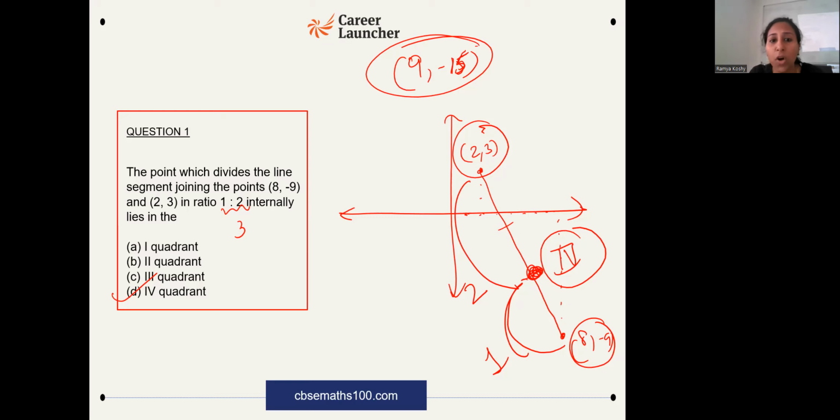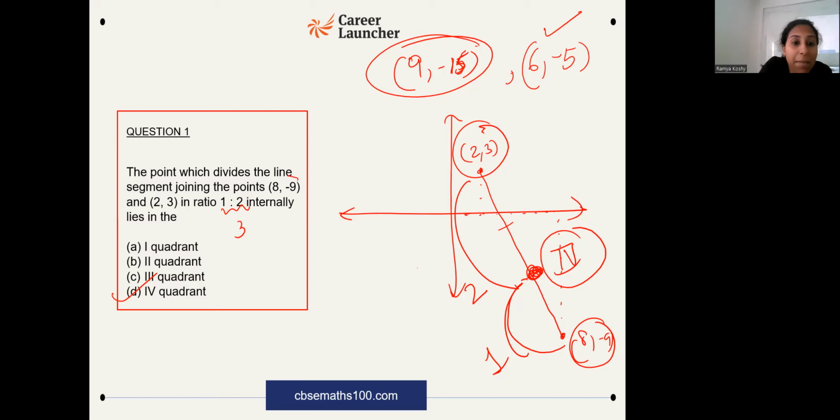There is another answer I've got in the chat: 6 comma minus 5. Can somebody else verify? Yes ma'am, even I got 6 comma minus 5. It cannot be either one. Why are you telling me it can be either one, Shiv? The way I multiplied each one was different. You have to stick to the order correctly. You cannot say either one. There will be only one answer when you do the section formula.